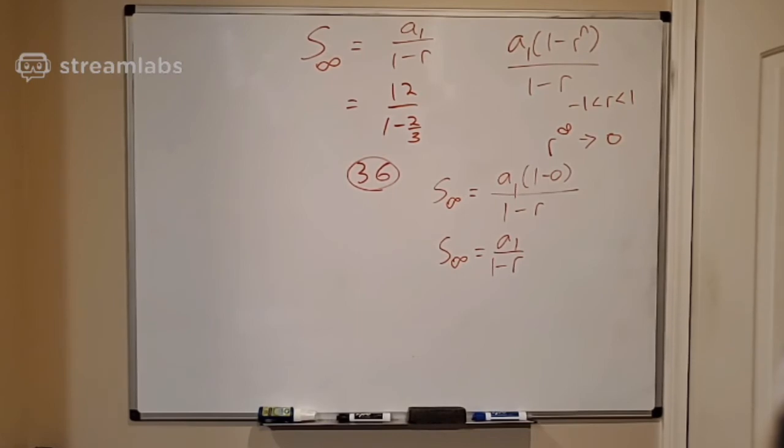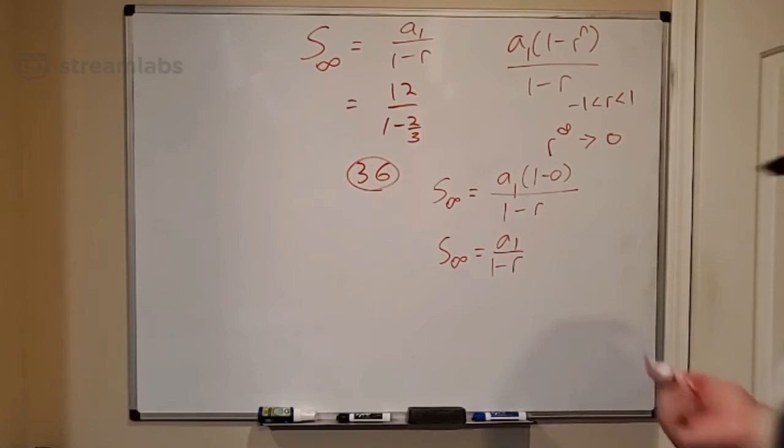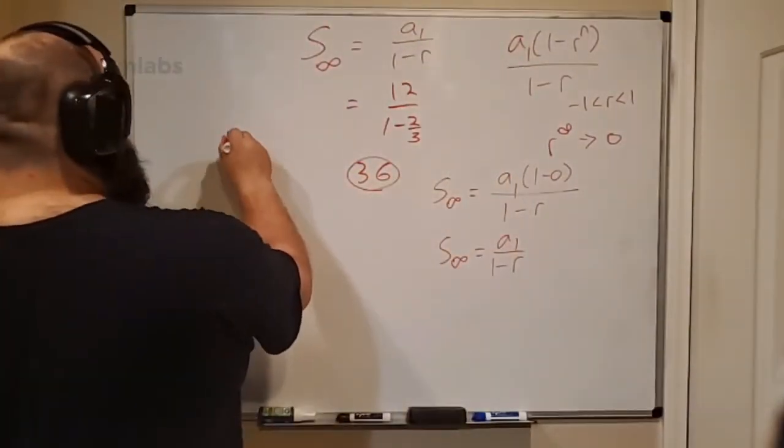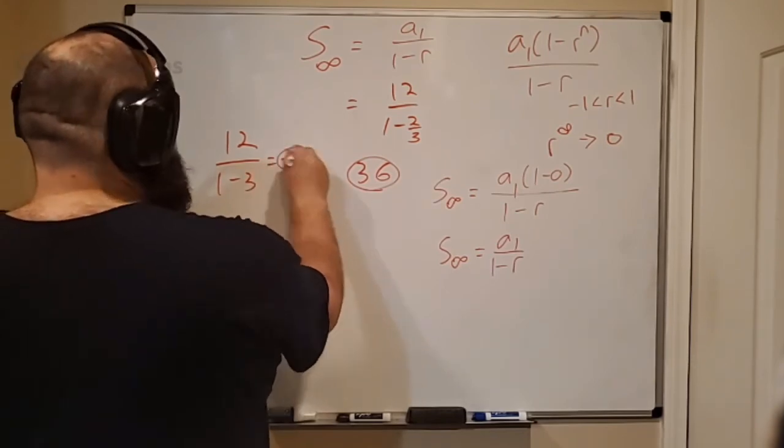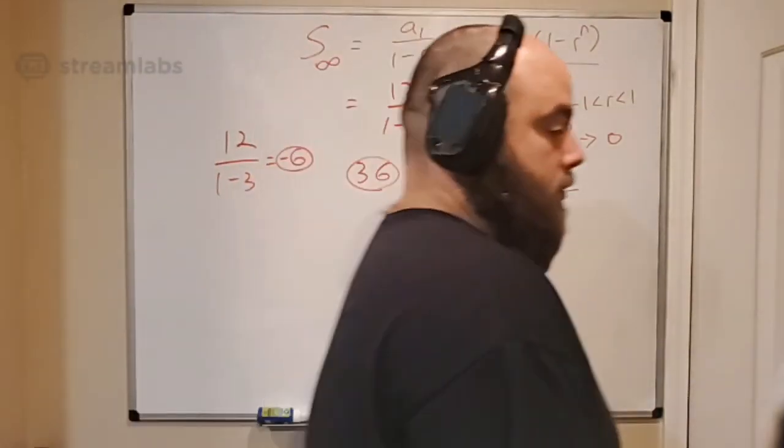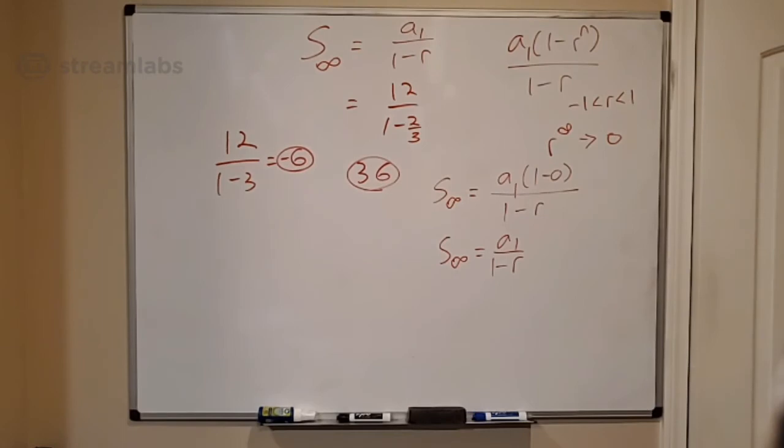The problem is you have to make sure you can do the sum to infinity. Because if you don't check, you could still get an answer. For instance, let's say r is 3. I could do 12 over 1 minus 3, which is negative 6, and get my sum as negative 6. That makes no sense, but you still get an answer. So if you don't check to make sure it fits the requirements properly, you're going to get an incorrect answer.